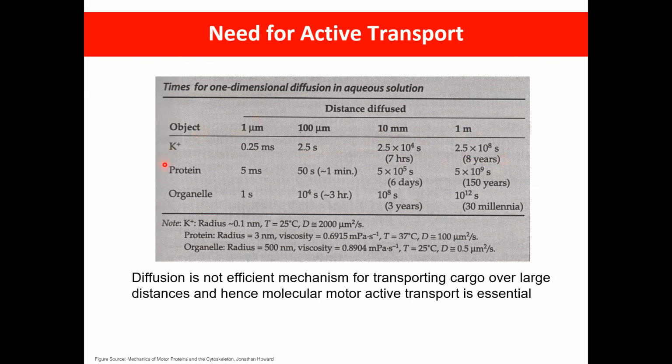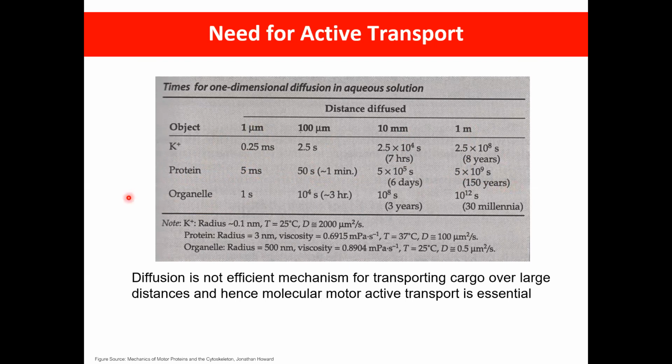Now, let's say I take my favorite protein, a 100 kilodalton protein of 3 nanometer size. If I calculate how much time it will take to diffuse over a distance of 1 micron, it is 5 milliseconds; 100 microns, 50 seconds. For 10 millimeters, it will take 6 days. But if it has to diffuse over a distance of 1 meter inside my body, it will take 150 years. And I know that my lifetime on average is not going to be more than 100 years. So my cells cannot wait for 150 years to get the supply of protein by the process of diffusion.